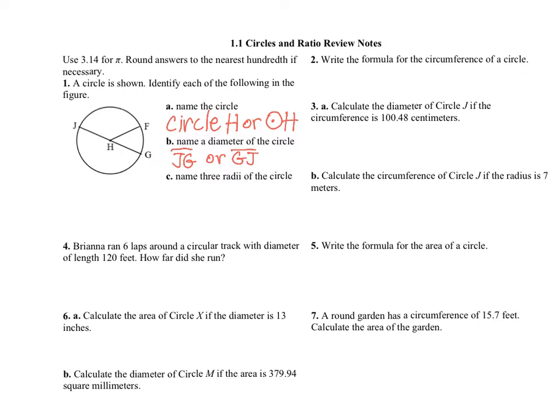There are 3 radii, and again, you can state them forwards or backwards, so you can start with the center or not. So like HJ, and HF, and HG, or, of course, you can do it the other way around. GH, FH, JH.